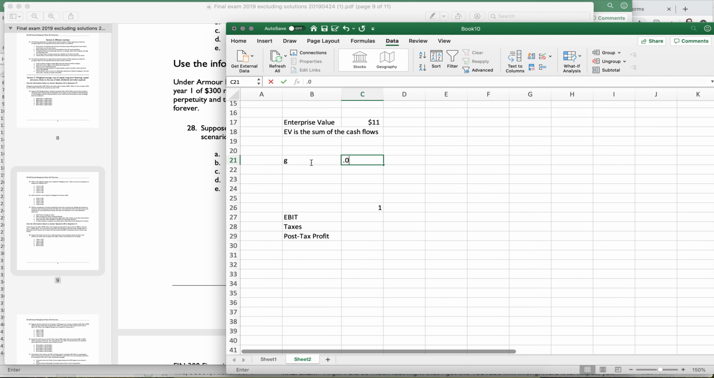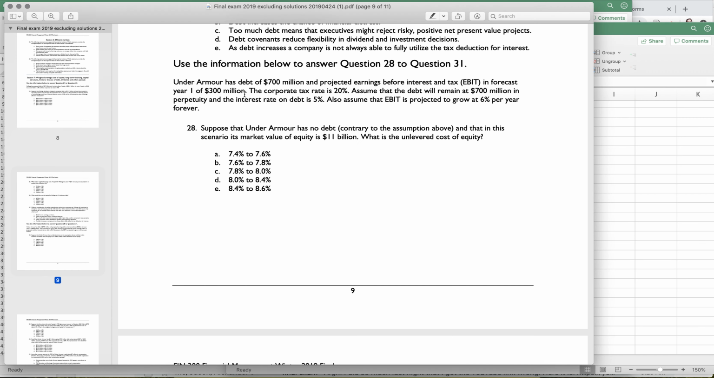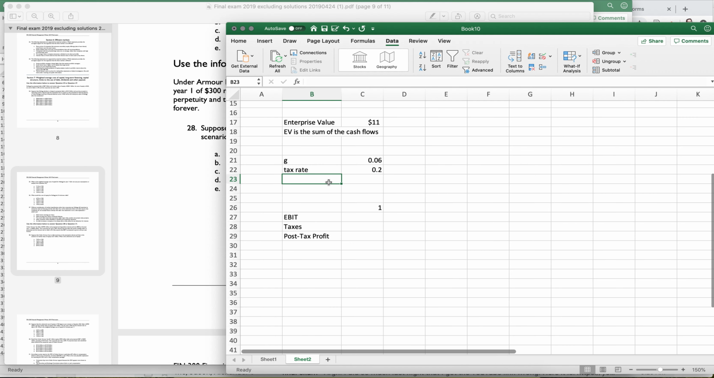So our growth rate is going to be 6%. Our tax rate is 20%. Let me make sure that's right. Yep. And then we are going to have some cost of equity. This is also our discount rate. Think of it as R. And cost of equity, I'm just going to make this up. I'm going to say it's 12%.